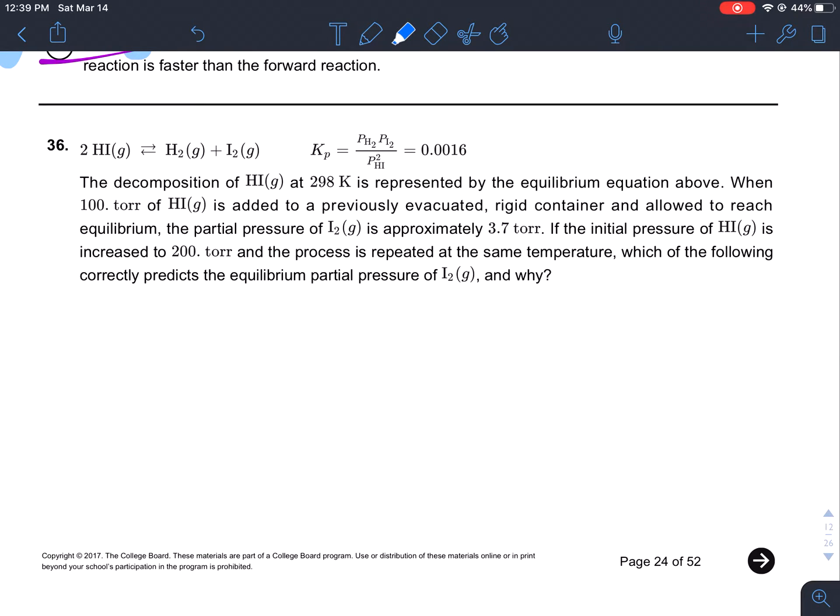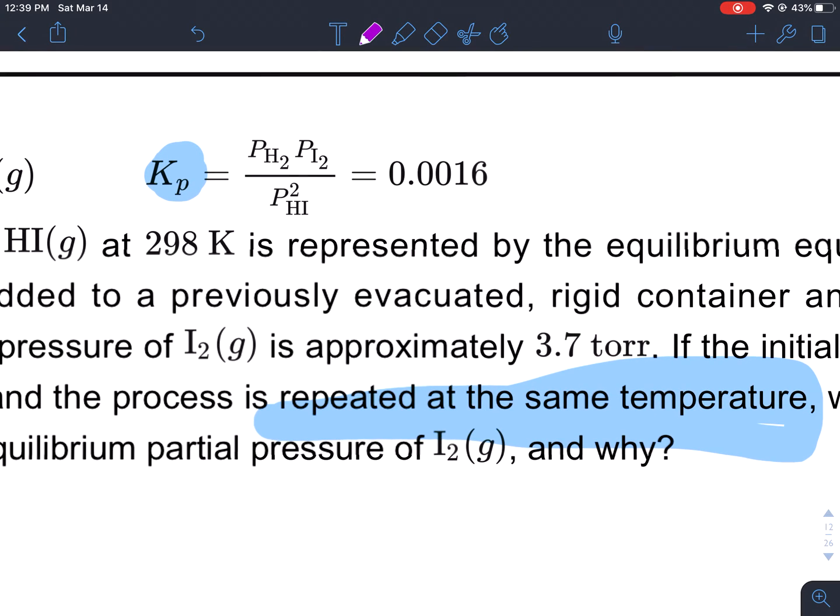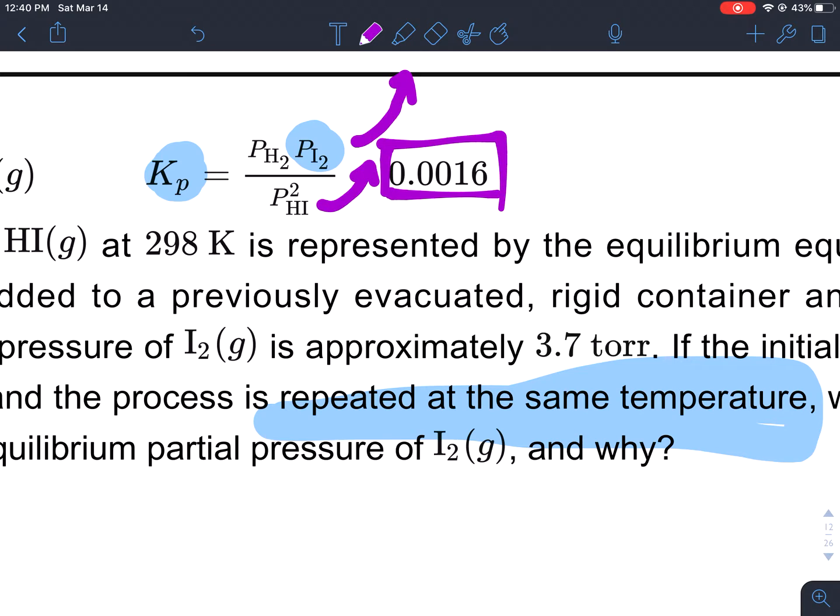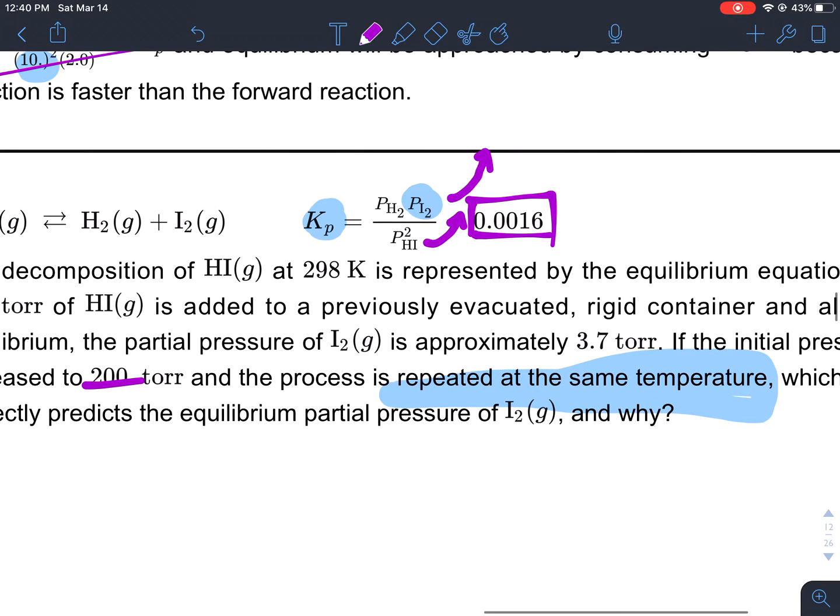Look, if it's repeated at the same temperature, then it means that the K stays the same. So it says, if the initial pressure of HI is increased, what happens to this? Well, if that increases, they still have to equal that number. That means I better increase too. They both have to increase so that the K is held stable. So let's take a look at the answers.